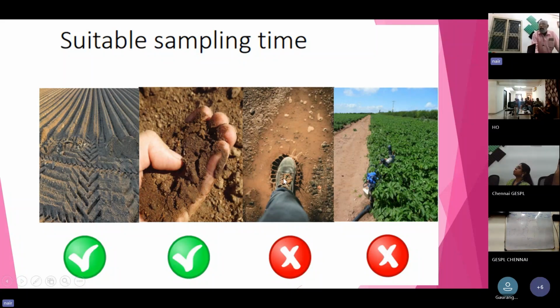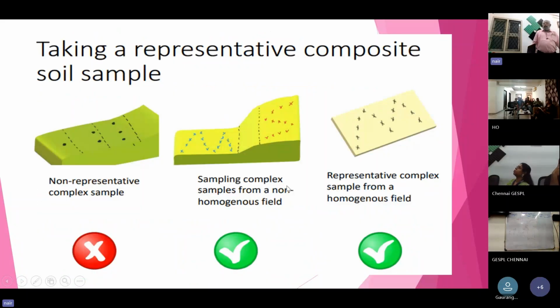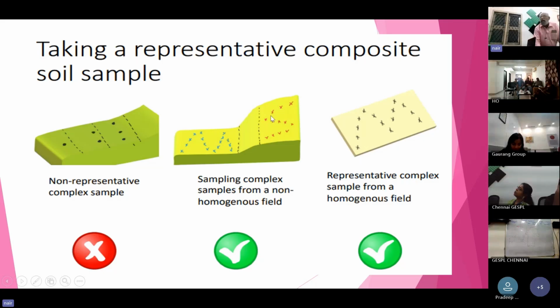See, when you put your leg on it, this is not okay. This is also not okay. Okay. Then, taking a representative composite sample. How? A non-representative composite sample: if you take this one, this one, this one, this one, no. But sampling complex samples, I mean a non-homogeneous field, this way you cannot take, this way you can take.